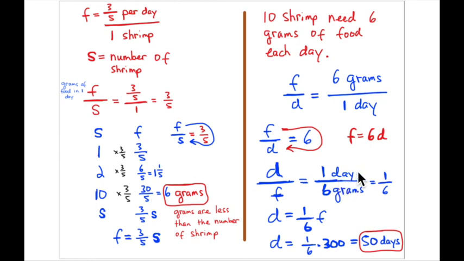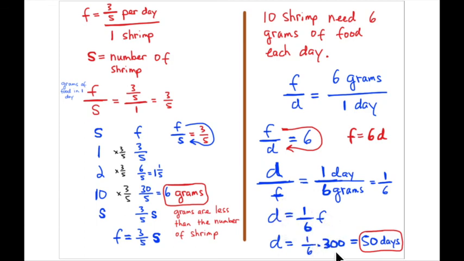So the number of days is 1/6 the number of grams of food. And that makes sense. If you got 6 grams of food, it's going to last you 1 day. That is 1/6 the number of grams of food you have. So notice that the number of days is a fraction of the number of grams. So the number of days is 1/6 the number of grams. So days is equal to 1/6 the number of grams.